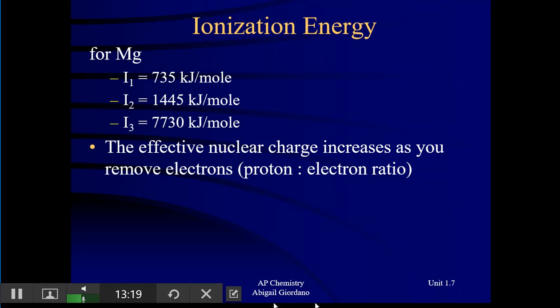Now, I want you to notice that from ionization energy 2 to 3, yes, it increases, but it increases a lot. There is a big jump between ionization energy 2 and 3. And I want you to pause the video for just a second. Look at where magnesium is located on the periodic table. And just think for a second, why might there be such a big jump? So just pause and think for a moment.